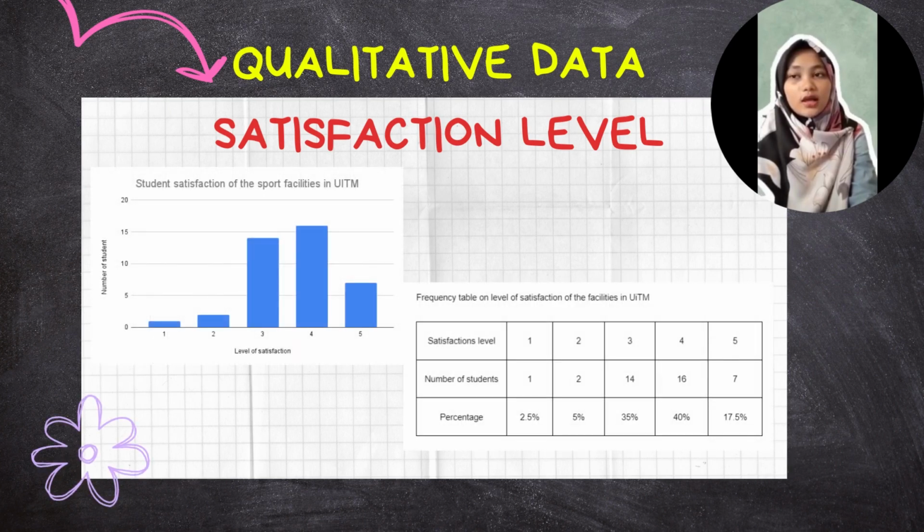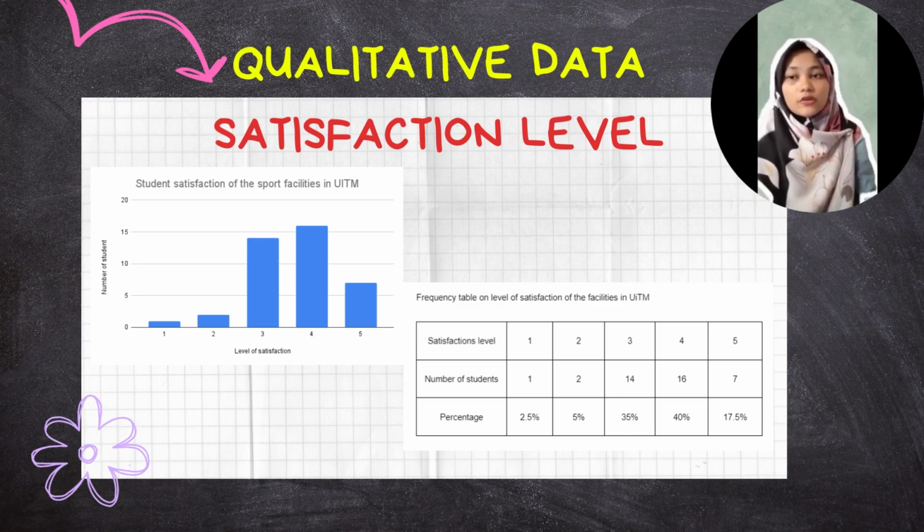For qualitative data on satisfaction level, you could see the bar chart that shows the data result on the satisfaction level. The respondent could rate their satisfaction level from 1 to 5, which means 5 is very satisfied and 1 is very dissatisfied. Most of the respondents choose level 4, followed by level 3, then level 5 to level 2, and lastly level 1.